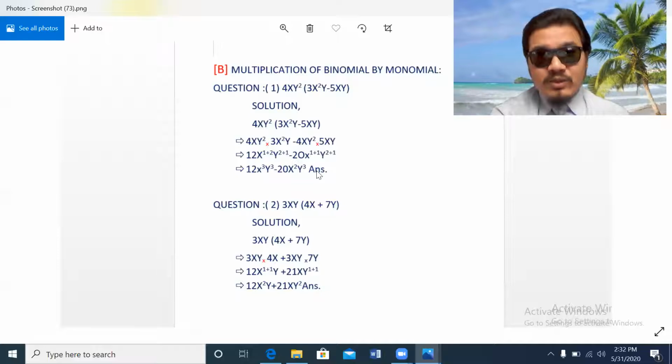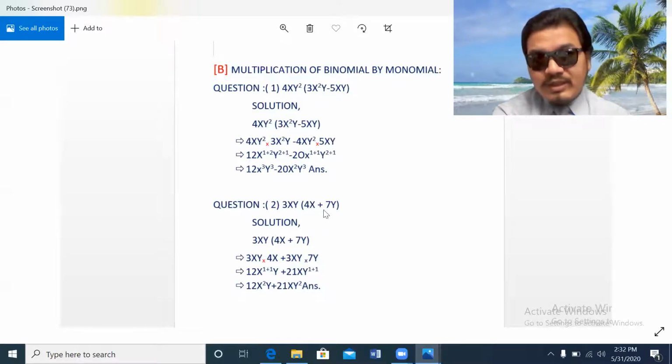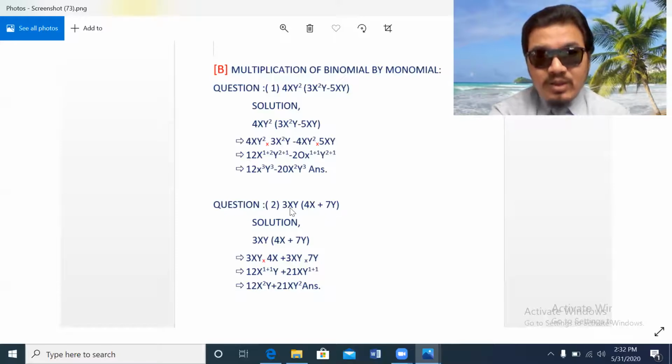And let's move to the next question of the same topic, multiplication of binomial by monomial. Look, in this bracket there are how many terms? Two terms. That's why it is a binomial. Look where I'm pointing, this is the binomial. One term is 4x and the other term is 7y. And when we multiply this binomial by this monomial, look how to multiply.